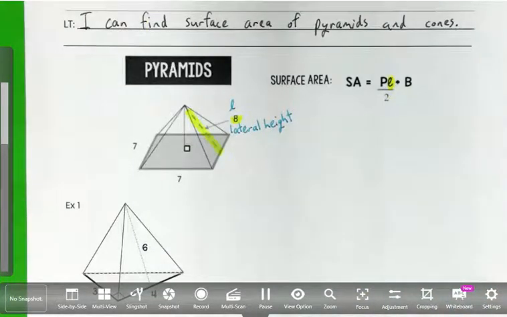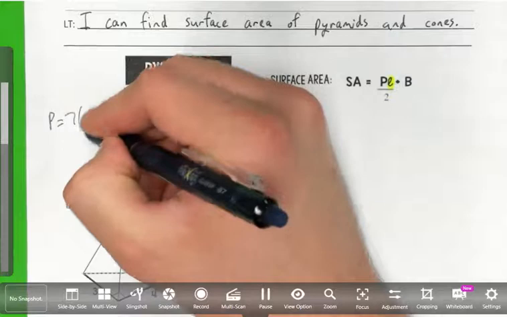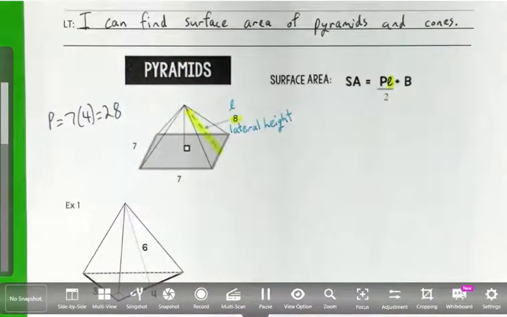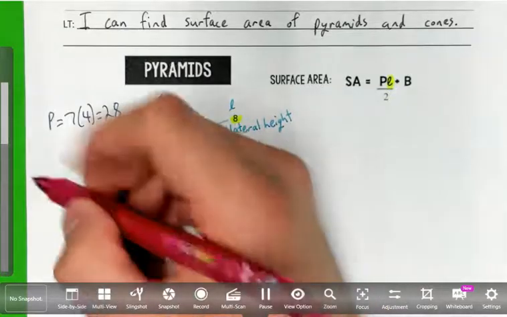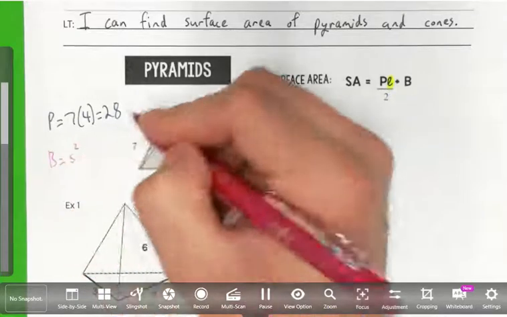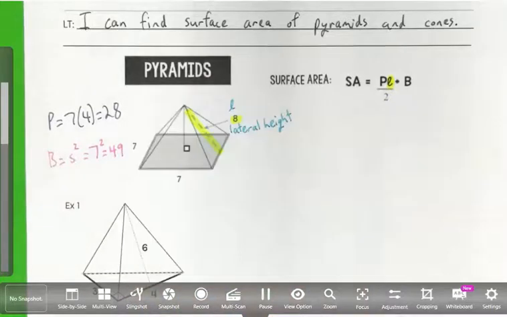So from there, we can go ahead and just find our capital P and capital B for this first example. This is a square, so for the perimeter of a square, we can just take that side length and multiply it by 4. So that's going to be 7 times 4, which is 28. And then as for that capital B, the area of the base, you can think of side squared or base times height. So that's going to be 7 squared, which is 49.